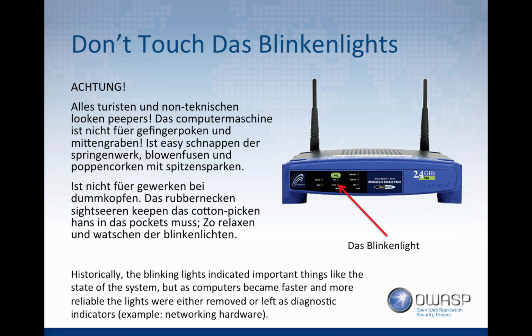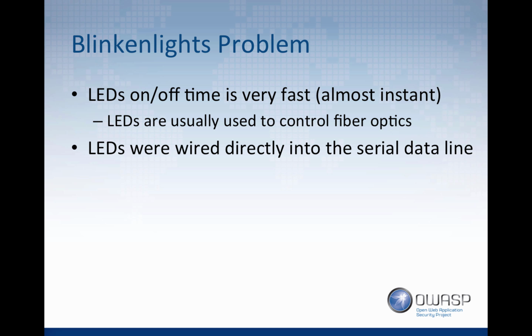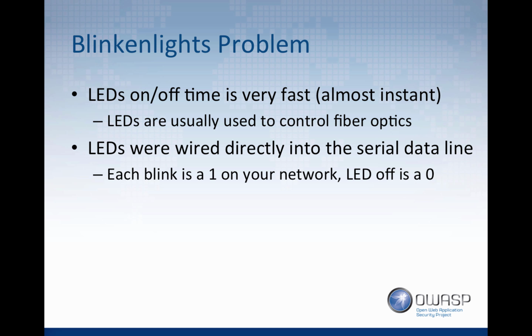But there's a problem with this. A couple of problems, actually. One, LEDs have a very fast on and off time. In fact, it's almost instant, and that's why we use them for things like controlling fiber optic cables. It's very fast transmit and receive, turning a light on and off. It's not like an incandescent where there's a warm up and a cool off period. And these LEDs were wired directly into a serial data line, right? So basically each blink on your device was a 1 on the wire in your network, right? So if the LED is off, that's a 0.